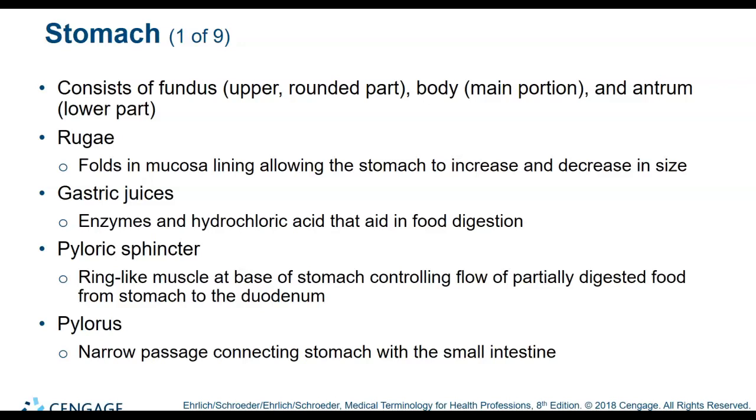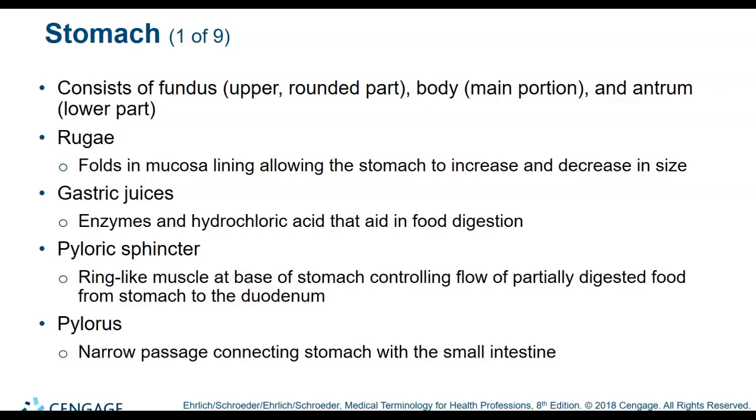The stomach has different parts. We've got the fundus, which is the upper part. The main portion is the body, and the antrum is the lower portion of the stomach. There are rugae, which are actually folds in the mucosal membrane of the stomach. And what that does is allow the stomach to stretch or get smaller as we eat. So as we eat a big meal, that helps the belly expand to hold that meal until it starts to break down and move through the GI system.